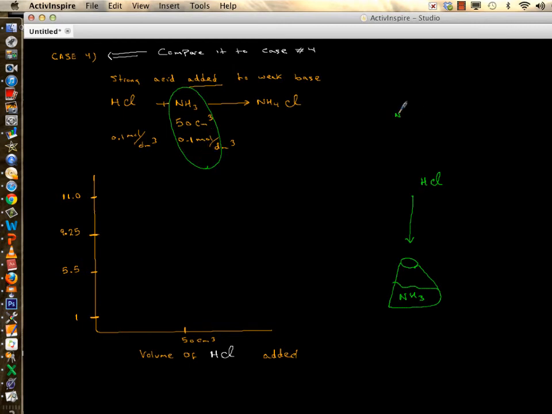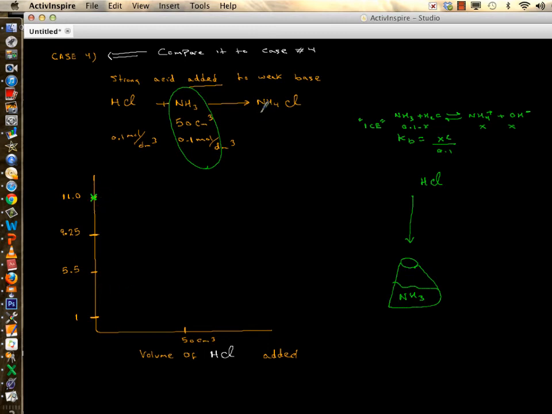Since I simply have a weak base, then again, the weak base by itself is going to establish an equilibrium with water to give you NH4+ and OH-, and then you have Kb, and if you go through the whole ICE sort of calculation, you have 0.1 take away x, and you have x and x, so you have x squared over 0.1. You find your x, which is OH-, you take the negative log, you subtract from 14, and you come to an answer in the neighborhood of 11. So this is the initial pH that you have.